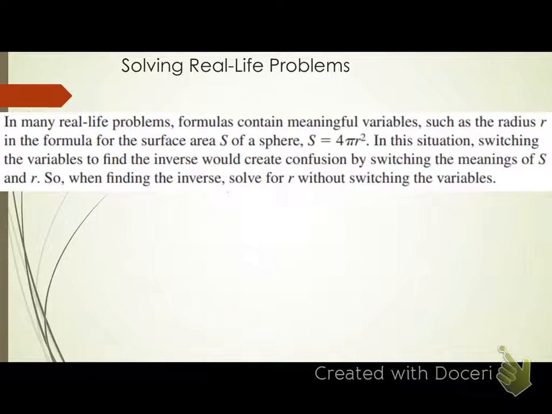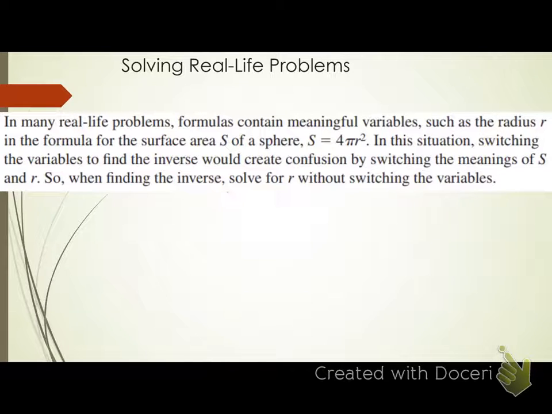In this situation, switching the variables to find the inverse would create confusion by switching the meaning of S and R. That'd be pretty confusing if I switched S and R. That would just get really confusing. We can still find the inverse. So when you're finding the inverse, solve for R without switching the variables. We can just keep the variables where they are, and then solve for that other variable. And that would be me finding my inverse.